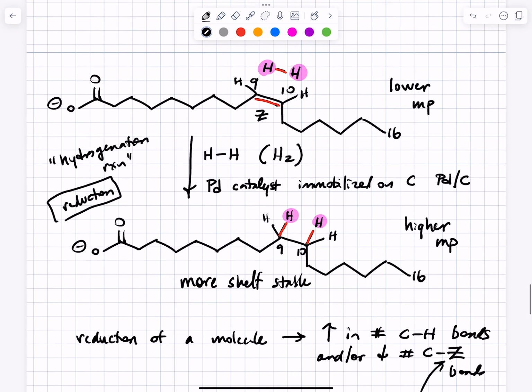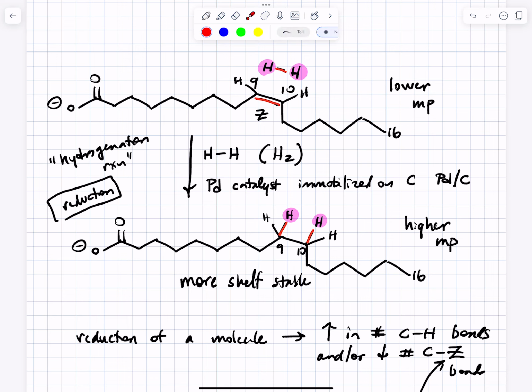Okay, so this is a reduction reaction because you took the alkene, which had carbons 9 and 10 with only one CH bond each, and then you become the alkane where carbons 9 and 10 each have two CH bonds. An increase in the number of CH bonds is a reduction reaction.